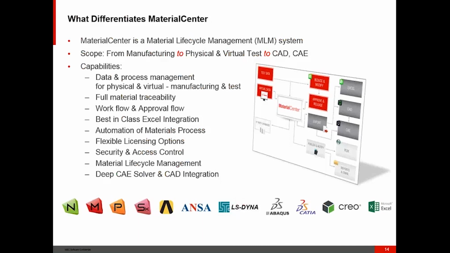Capabilities within the system include data and process management, the ability to keep full, precise traceability and pedigree information. We have a built-in workflow and approval system. We have very strong Excel integration. We have the ability to automate material processes. We have a flexible licensing system. So if you're a customer that is on MSC1, you can have access to MaterialCenter directly through MSC1. Finally, we have security and access control.